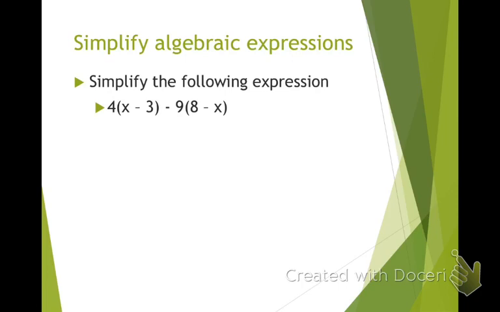What are we going to do here? Is there anything I can combine inside the parenthesis? Nope. So what am I going to have to do? Distribute, right? So whenever I distribute, I'm just going to take that 4 times the x and times the negative 3. So I have 4x minus 12. Negative 9, do the same thing. So I'm going to have negative 72 plus 9x. Once I distributed, combine like terms: 13x minus 84.